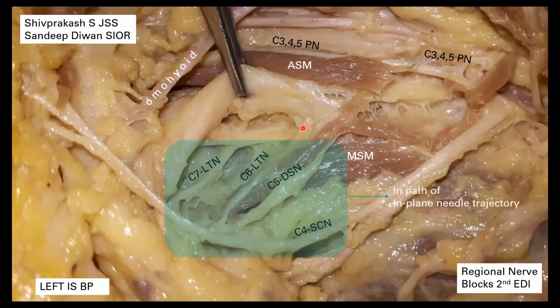These are in the path of the in-plane needle trajectory, and that's why some of them opt for out of plane, where they can avoid the superficial cervical plexus, all these nerves in the middle scalene muscle, and the phrenic nerve. So out of plane always gives you an upper edge if you are practicing interscalene block, and it would be the path of choice. But unless you have done a lot of in plane, you usually don't go in for the out of plane techniques.